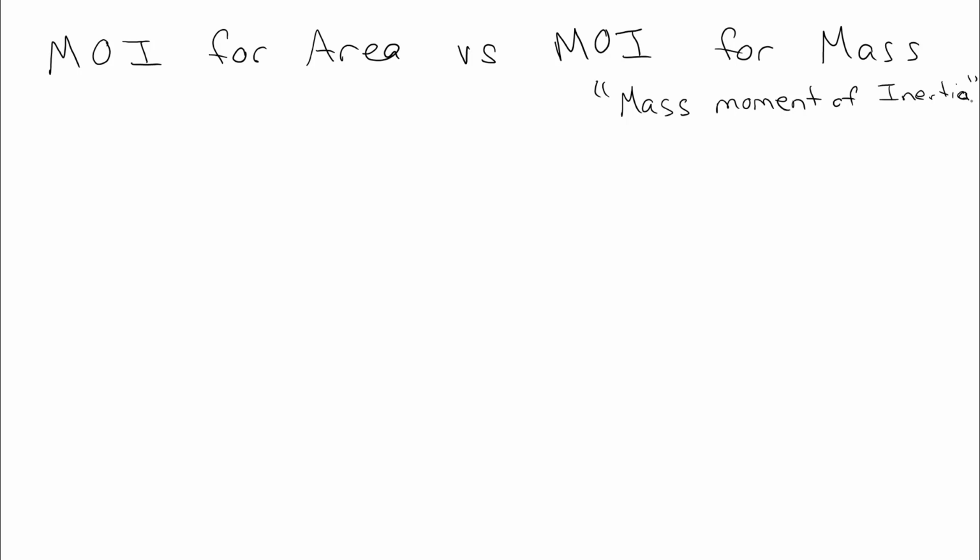So you have moment of inertia for area, moment of inertia for mass, and they're really, really similar. And so for me, it was just easier to make a little table and remember what was what. So that's what we're going to do.